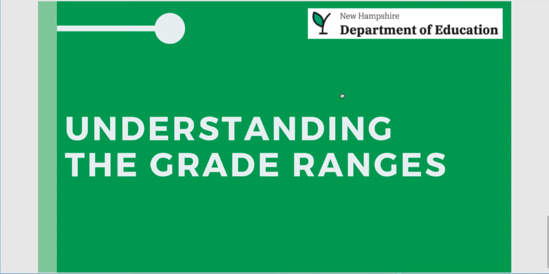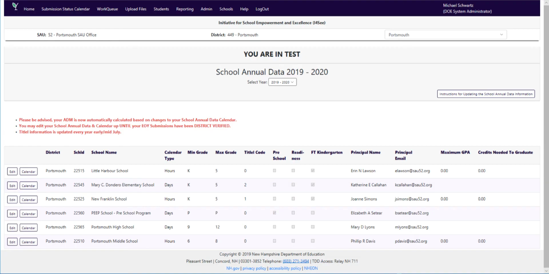Welcome to this video to understand the grade ranges that are identified in the school annual calendar. Again, we're logged into Sportsmith. We're in the school annual data, the main launching place for calendars. And you'll see here that we understand what grade ranges, the minimum grade and the maximum grade, are associated to each school.